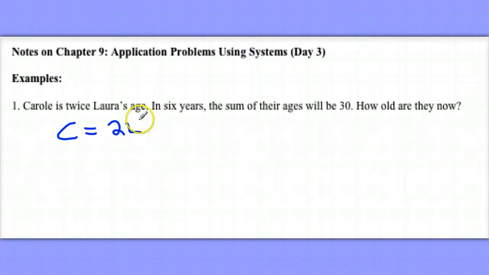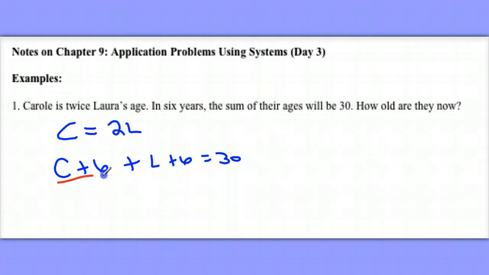Now in 6 years, to figure out Carol's age, I would add 6. And to figure out Laura's age, I would add 6. And it says the sum of their ages is 30. So the C plus 6 is Carol's age in 6 years, and the L plus 6 is Laura's age in 6 years. Since we've solved here for C in terms of L, I can put 2L in place of C here and do substitution.